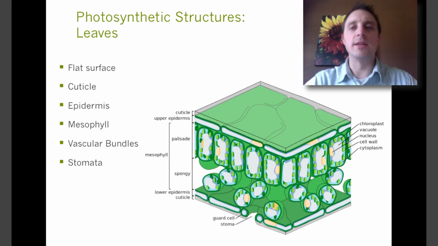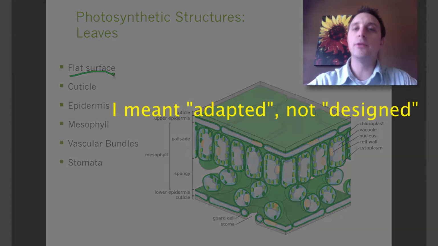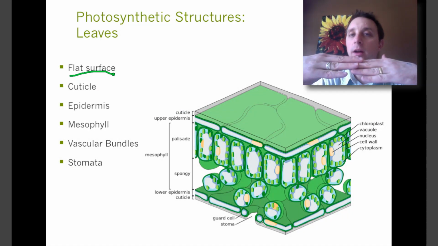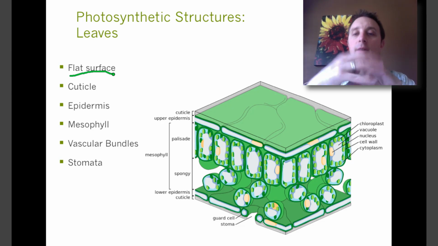So, photosynthesis. First I want to talk about some of these structures involved. Photosynthesis takes place in the leaves of the plant, and leaves are specially designed for photosynthesis. They have a nice flat structure, which gives them lots of surface area, lots of opportunity for the sunlight to hit it and for that energy to be absorbed.